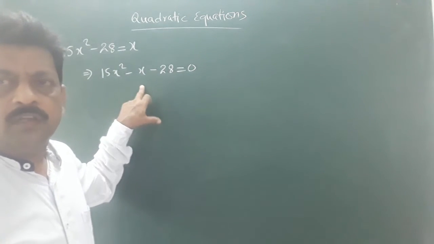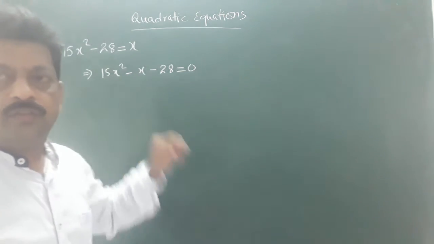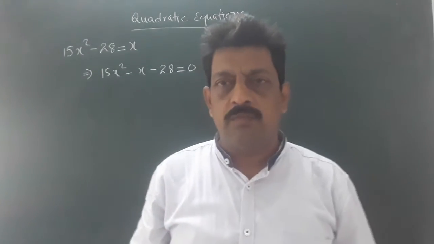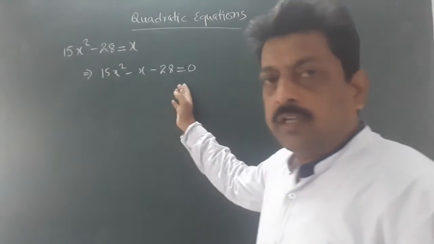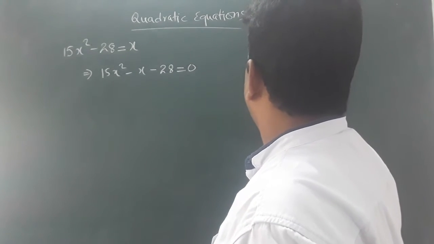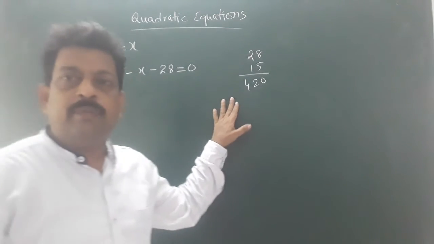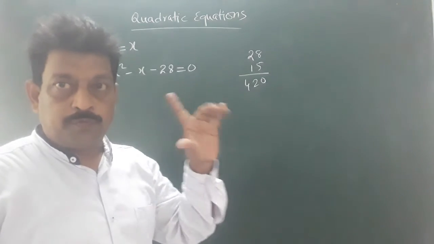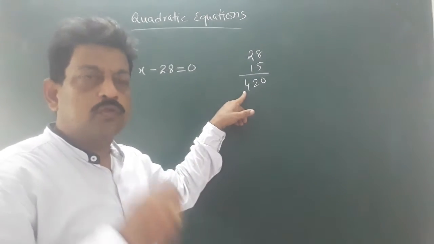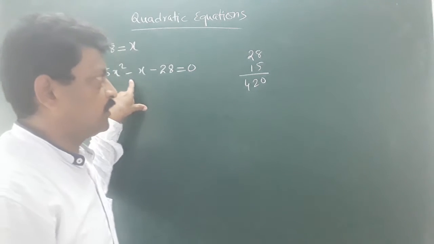Now the coefficient of the middle term is minus 1. The extremes are 15 and 28. To solve the quadratic equation, generally we have to multiply the extreme numbers. Here 15 and 28 are extremes. So if you multiply 15 and 28, you will get 420. Now this 420 will be factorized and two groups will be formed. The sum or difference of these two groups will be minus 1 because the coefficient of x is minus 1.